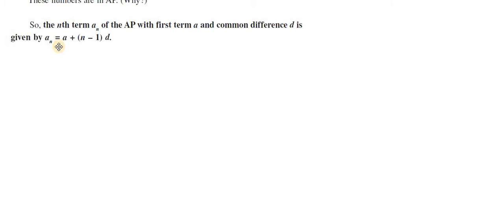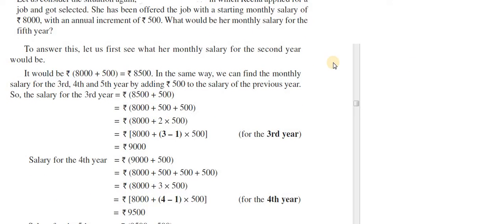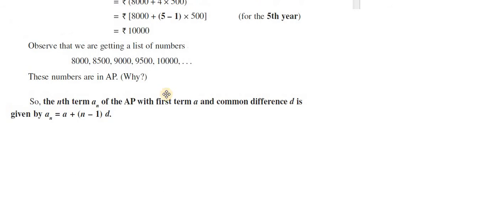Now in the classwork, don't write these examples and this solution. Just write the nth term of an AP, and directly write: the nth term of an AP with the first term a and the common difference d is given by an equals a plus n minus 1 into d. Make a note of this, it is very important, and this is a formula.